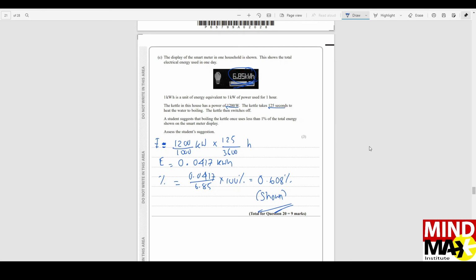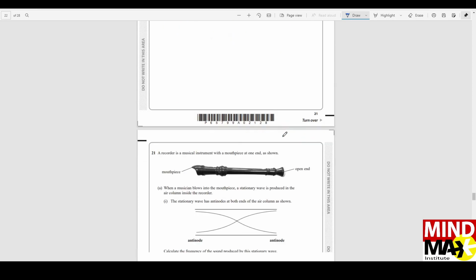So energy is power into time. Power is 1200 watts. We convert this to kilowatts because that's what we need, kilowatt hours. So this is divided by 1000, and time in seconds should be converted to hours, so divided by 3600. This is the energy used up by the kettle. Out of the entire day's electricity consumption, it is only 0.608%, which shows that it is less than 1% of the total energy. So it's showing that our calculation is correct.